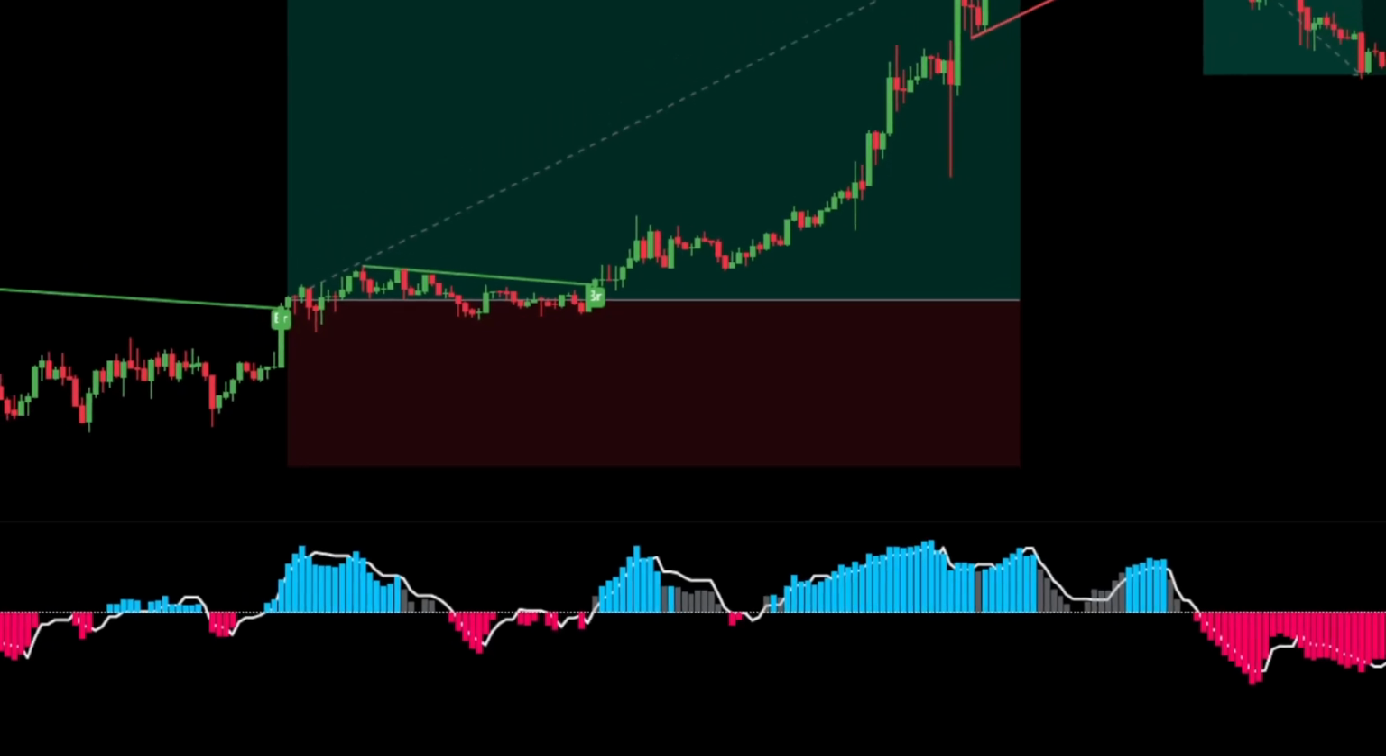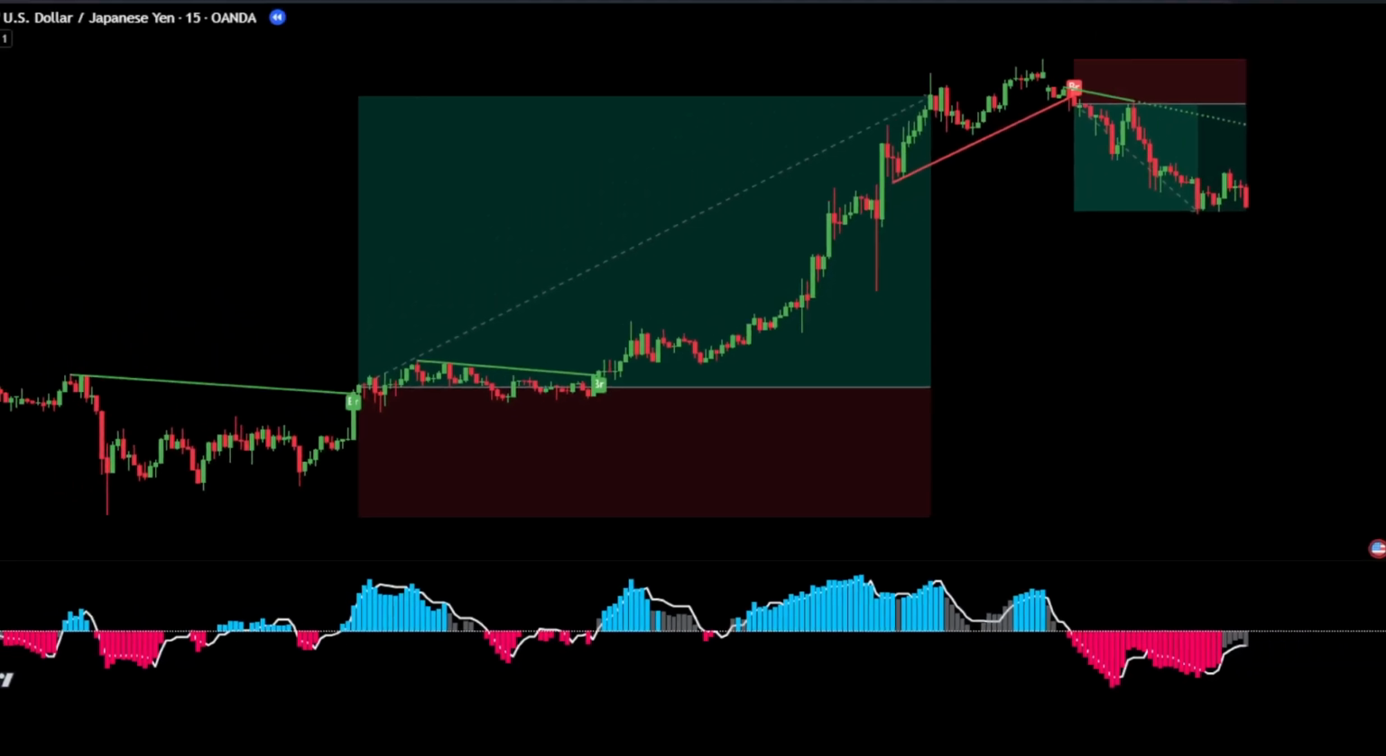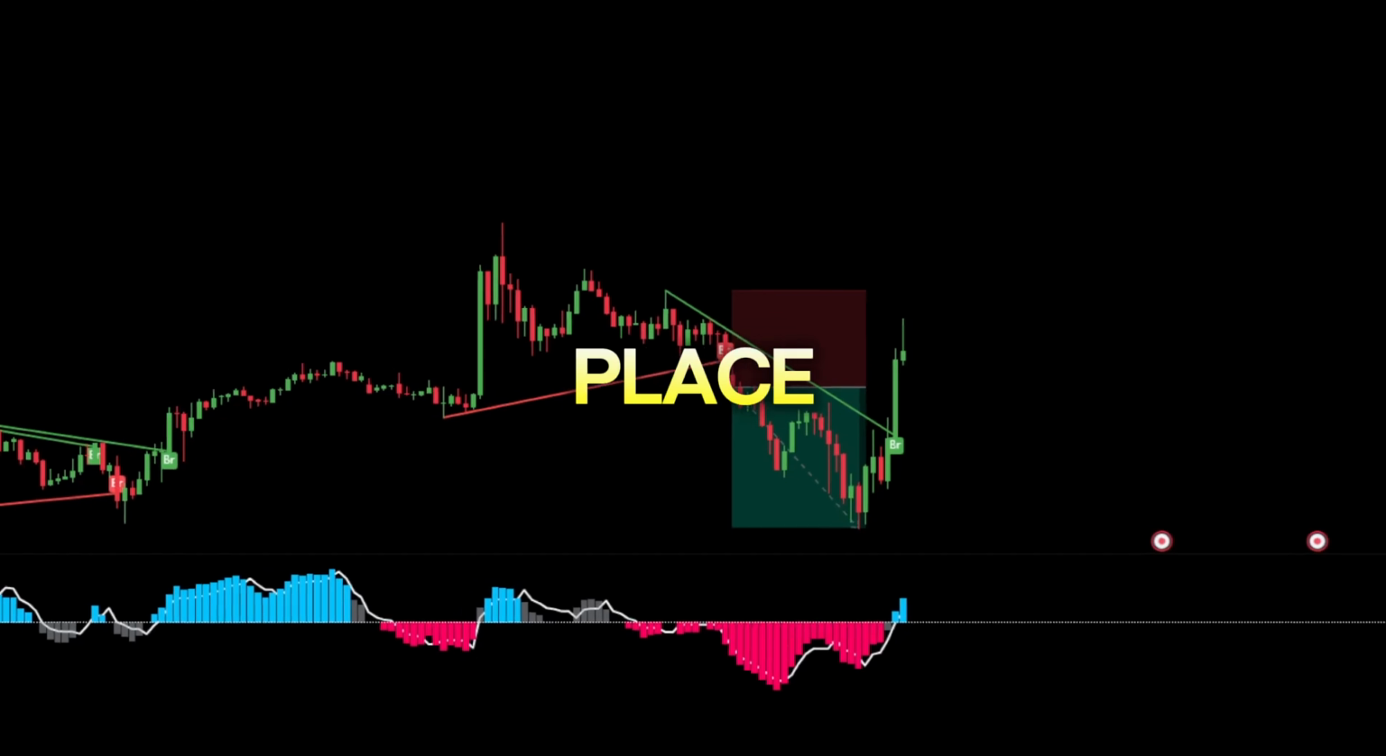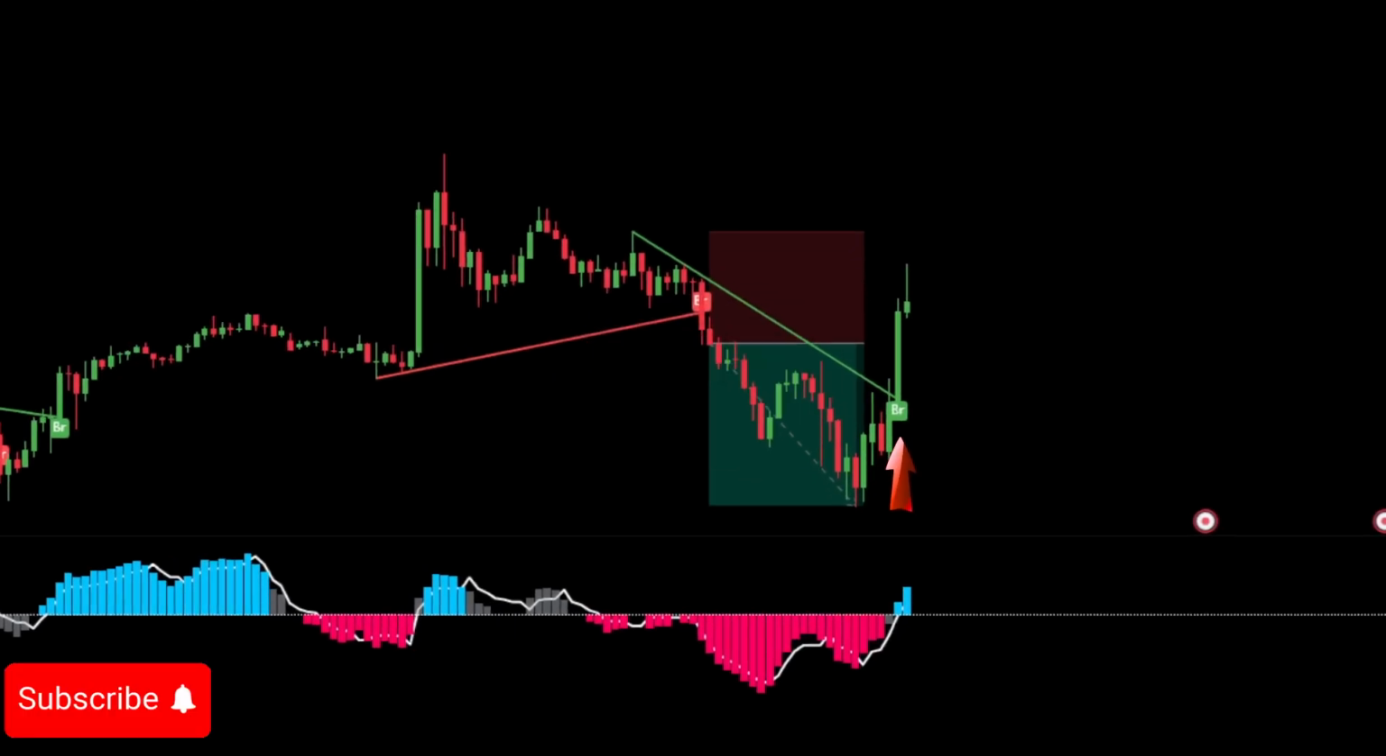Now let's discuss how to place orders using this scalping strategy. How to place a buy order. If a green breakout signal appears, it indicates a bullish breakout. In this situation, your main focus is to place a buy order.